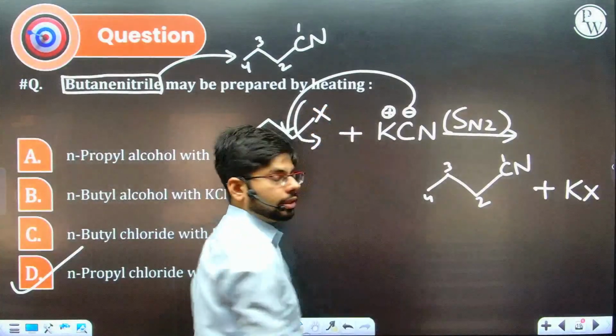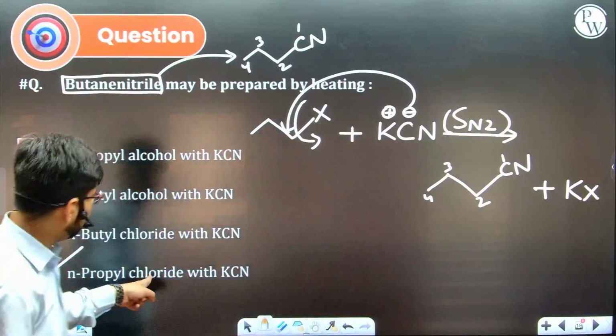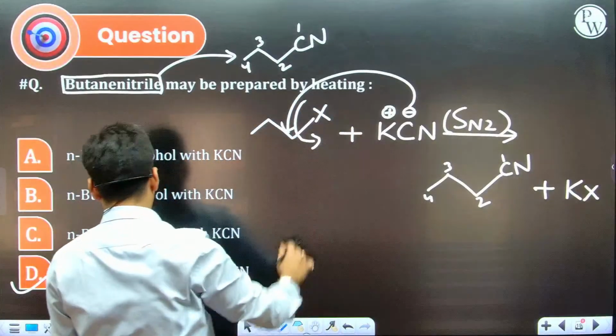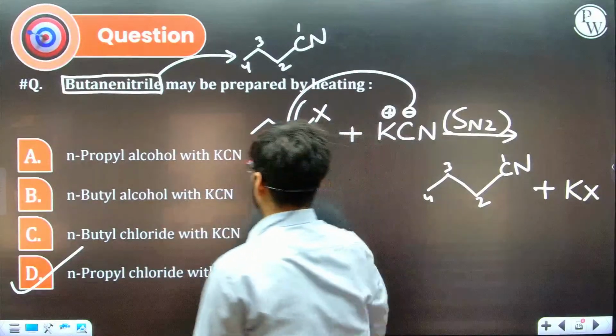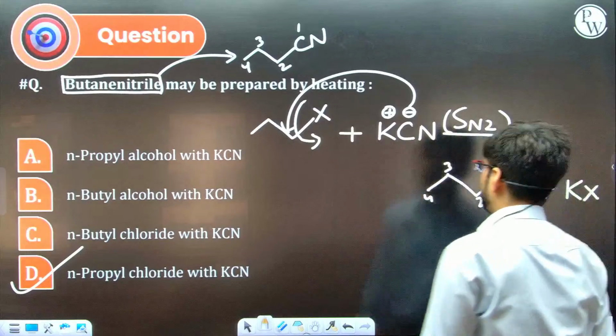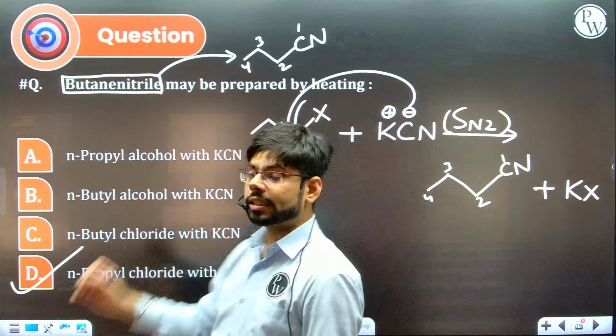In place of X, you can take any halogen, right? Chlorine, bromine, iodine. So in option D, they have taken chlorine as a halogen. So n-propyl chloride. This is called n-propyl halide. If I write Cl in place of X, I should call it n-propyl chloride. So n-propyl chloride is reacting with CN minus to give us butane nitrile, and the CN minus is acting as the nucleophile. CN minus is coming from KCN.